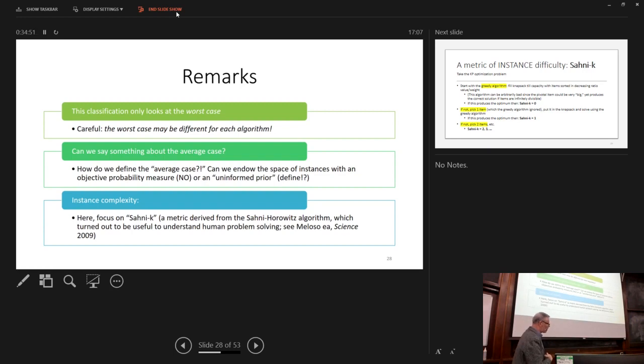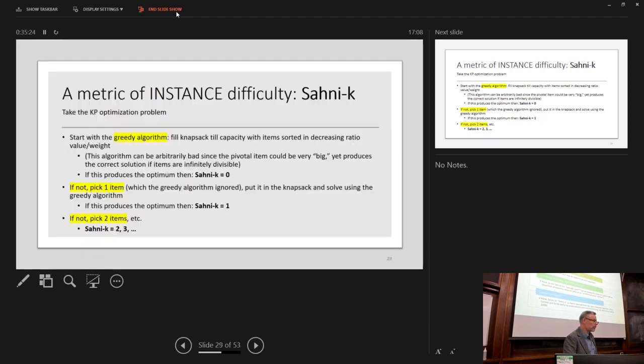This is how we started around the mid-2000s. We started from what we thought was a very reasonable algorithm to solve this problem, the Sahni-Horowitz algorithm, and we made a metric of difficulty called Sahni-K. That turned out, you have to be lucky in life, to be very useful to understand how humans solve these problems, what effort they spend, how much time they spend on this. So let me explain the Sahni-K, but this is really crucial to understanding the empirical results.